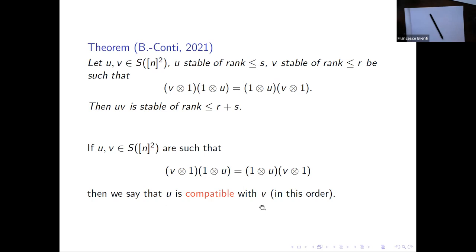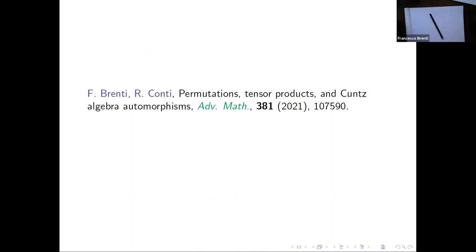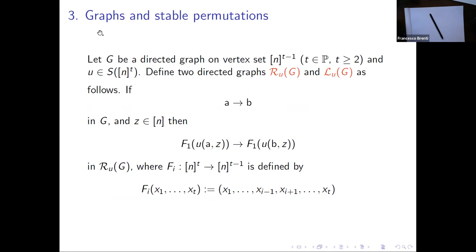And this is the paper where these results appear, and what I'm talking about today has just been accepted for Advances in Applied Mathematics. So now let me talk about the main result: graphs and stable permutations.